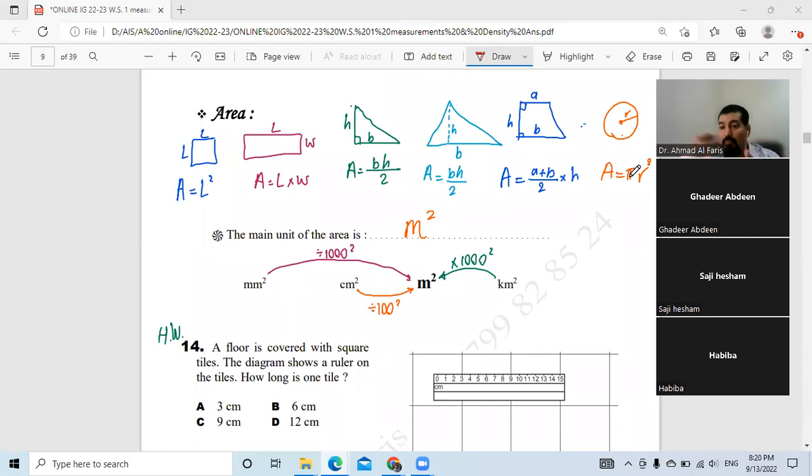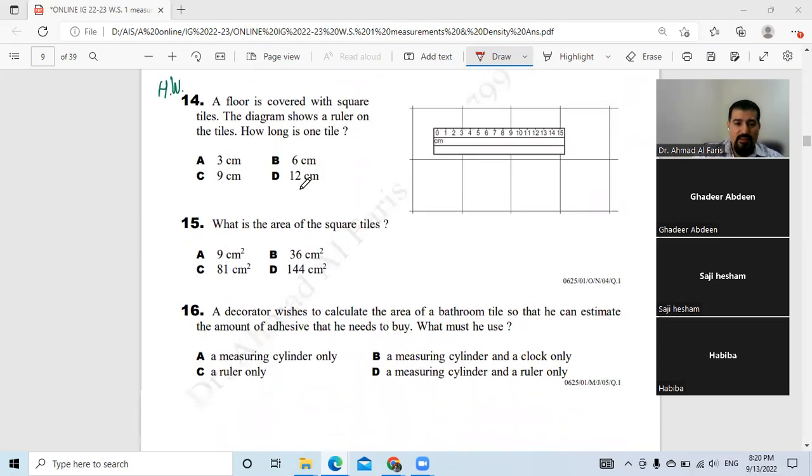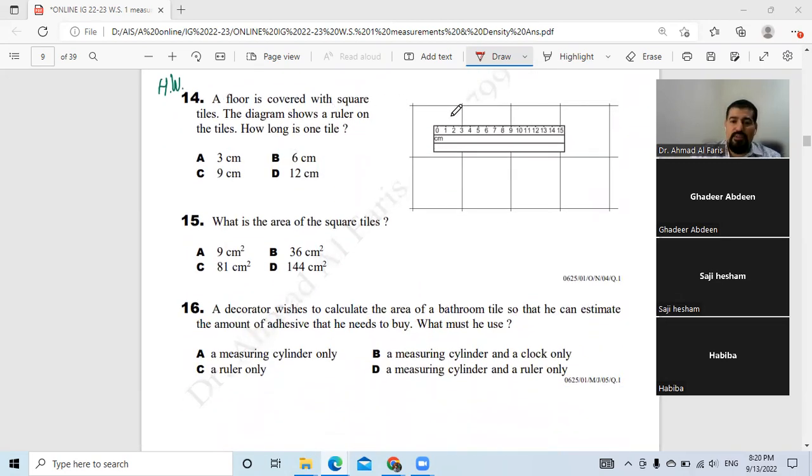In math, you have to know more than this. But in physics, you only have to know this. In some questions in Oxford or in Cambridge paper 6, they give you new ideas with new areas, and they tell you the formula to find the area. So don't worry. These are the formulas that are enough for physics, Cambridge, Edexcel, or Oxford. And the main unit for area is square meter. Question number 14.